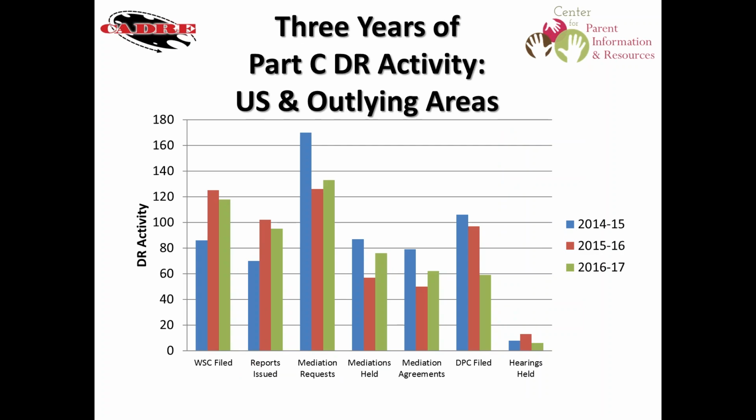This chart describes the Part C activity for the states and territories over a 3-year period. You can see that there's been a slight decrease in written state complaints filed and reports issued over the previous year. Mediations requested, held, and ending in agreements rose over the past year. And finally, you can see that due process complaints and hearings fell over the previous year.